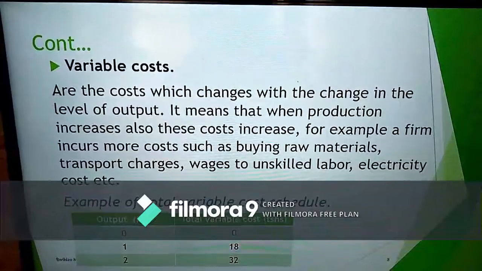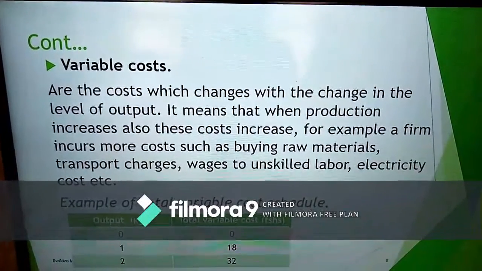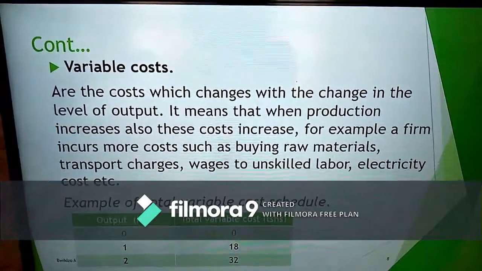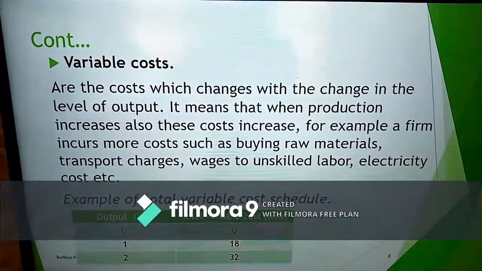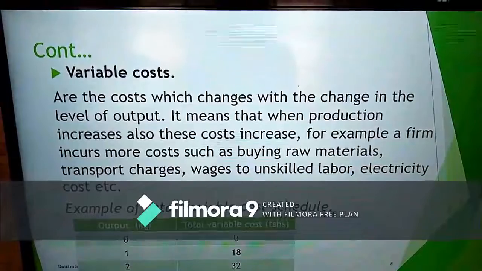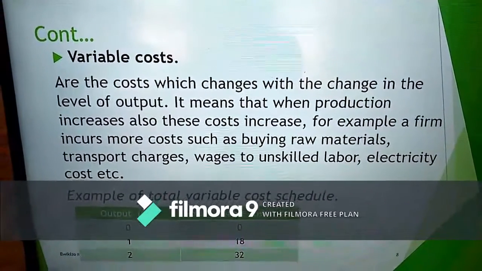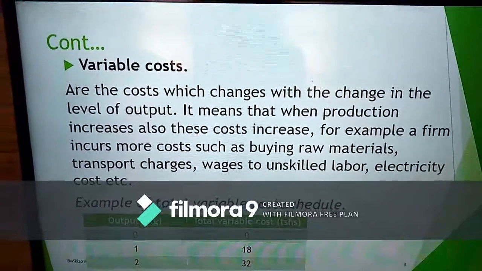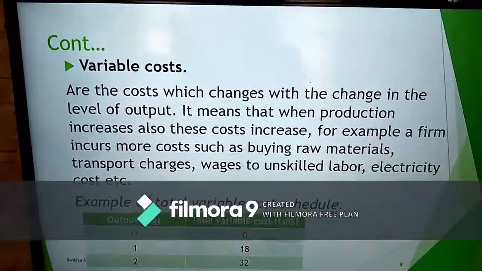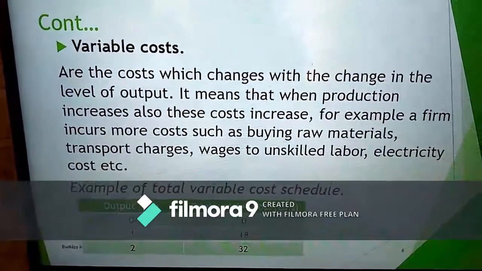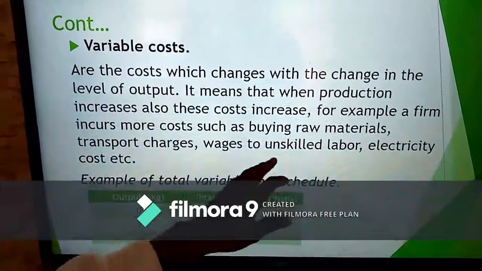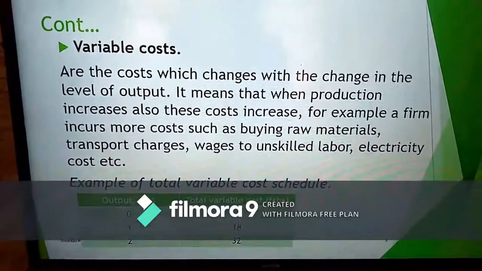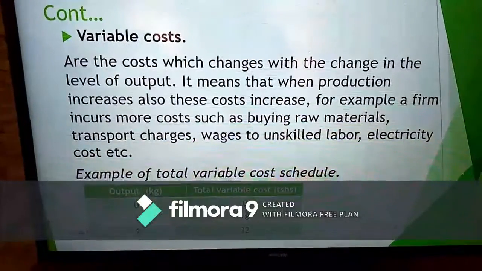For example, a firm incurs more costs such as buying raw materials, transport charges, wages to unskilled labor, electricity costs, etc. So when a firm increases the level of output, we simply expect to increase also the rate of these costs, such as wages to unskilled labor, electricity costs, etc.